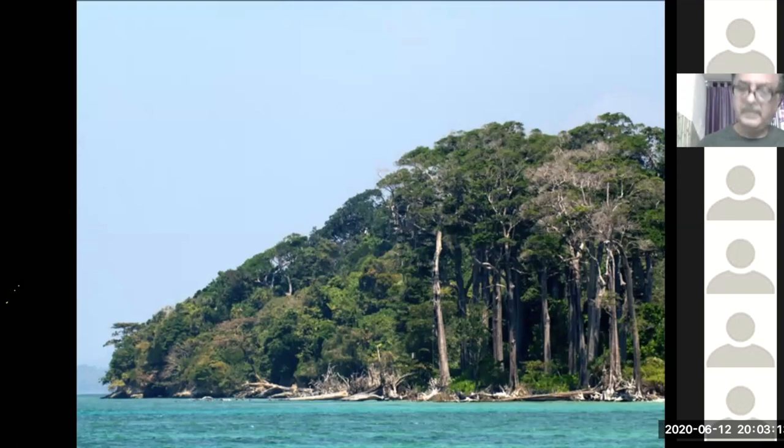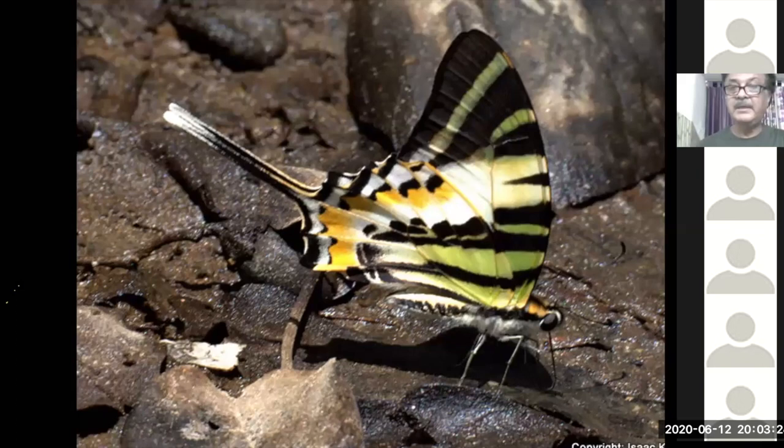Of course, I was there for a different reason. I was looking for a butterfly that is found only in Andamans. That is the Andaman swordtail, endemic to the islands. And I wanted to photograph it for my book. And I found it. I was lucky. I searched everywhere. And I was very lucky because I had only just a few days left. And I had to find this butterfly in Andamans.